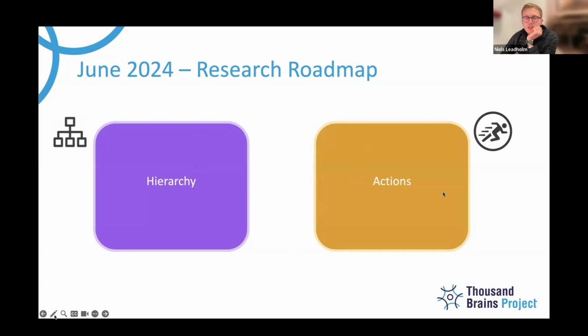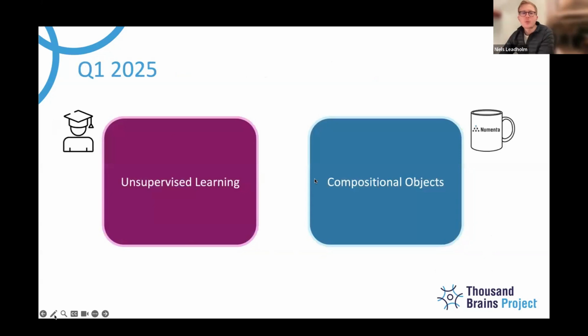But what we realized when we were putting together these more short-term goals was that actions was always going to follow hierarchy to a large degree. But before we could even really get to hierarchy in an interesting way, we needed to improve unsupervised learning, which is why we think this would be the thing to focus on next. And then that naturally leads into compositional objects, where the hierarchy starts manifesting.